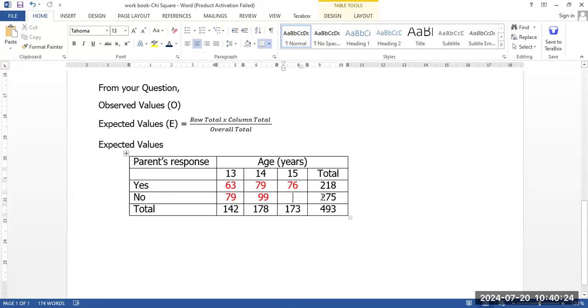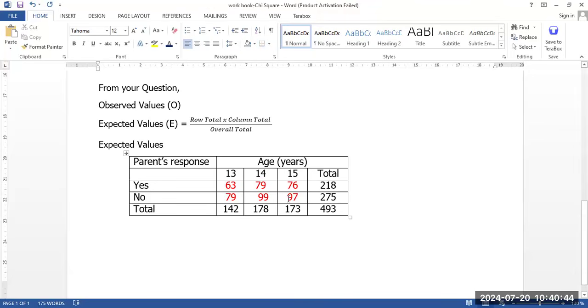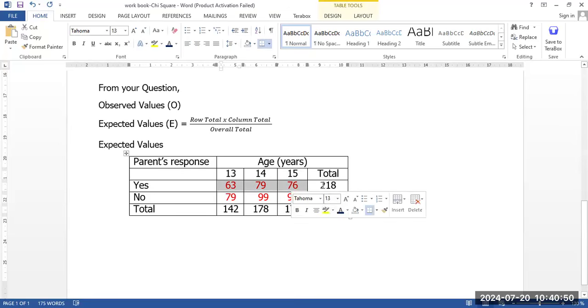We are getting this figure times the column total, which is 173. Then the answer we get, we divide by 493. So which is approximately what? 97. Perfect. So you observe that if you add these values, your expected values, you will still get this total.